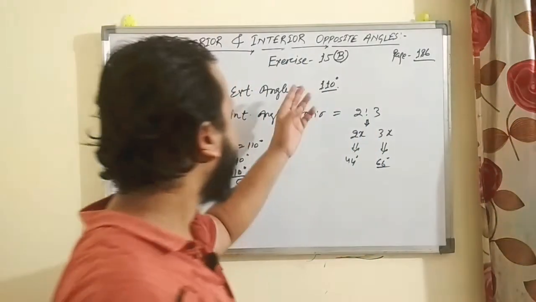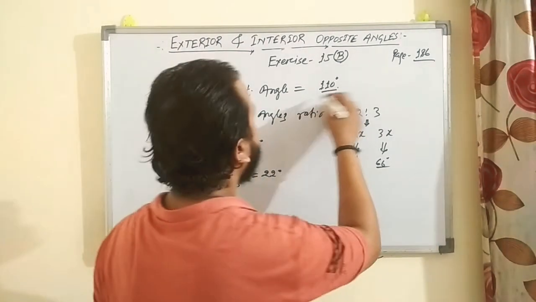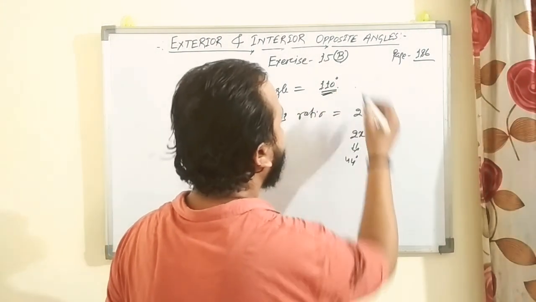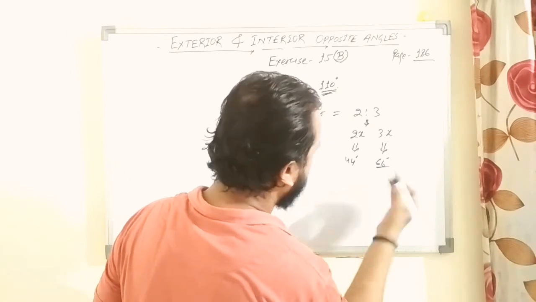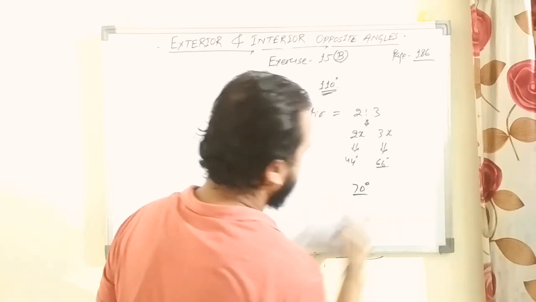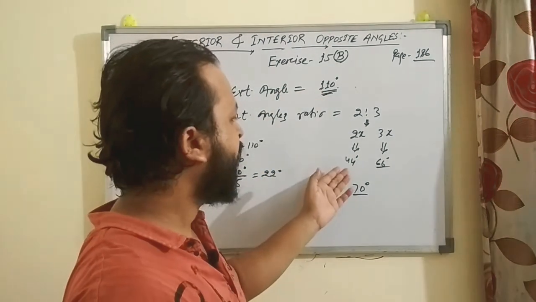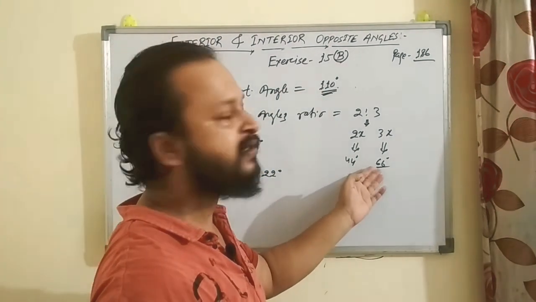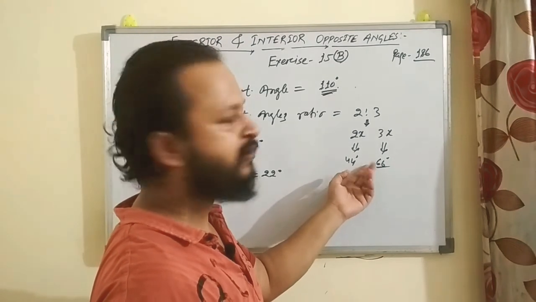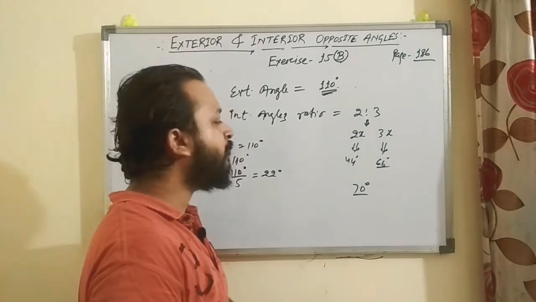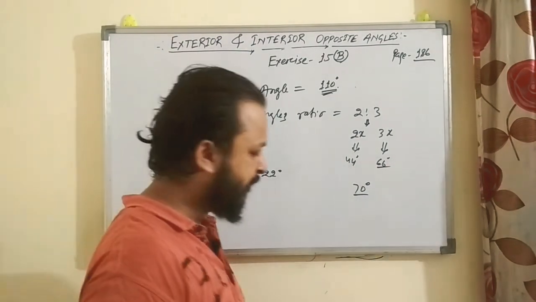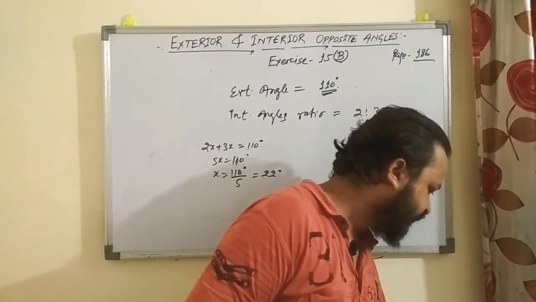And if you want to find out another angle, the sum of 2 angles is 110 degrees. So the rest angle is 70 degrees. 180 minus 110, or 180 minus 44 plus 66. The sum of this is 110. So 180 minus 110 is equal to 70 degrees. Right. Now come to question number 5.